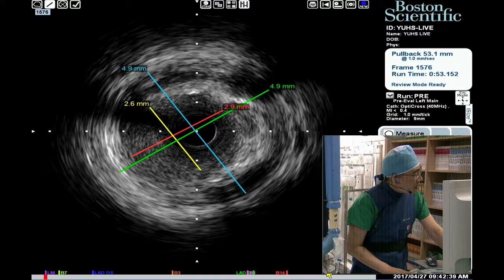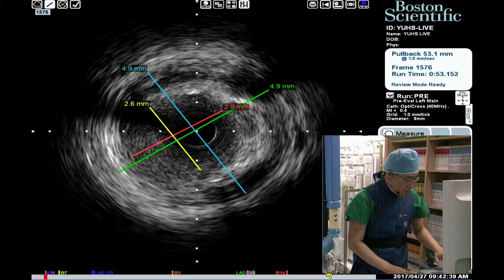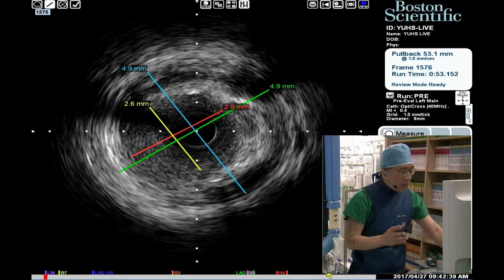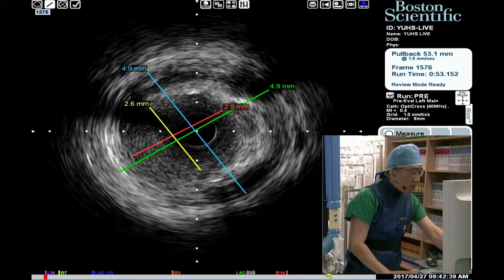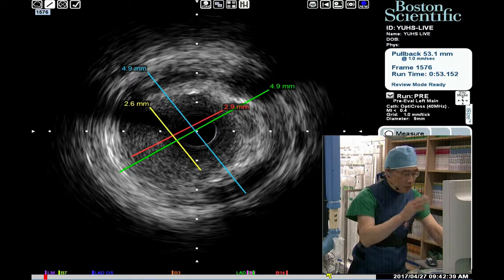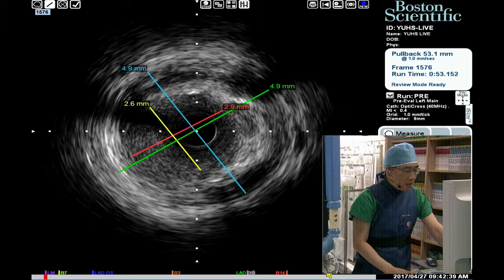Could you explain to us a bit about plaque morphology, because it's not very homogeneous? Yeah, plaque morphology is mostly mixed plaque. Yeah, lots of calcification, and there is some attenuated plaque around the left main area. So this is not a homogeneous plaque in this patient.